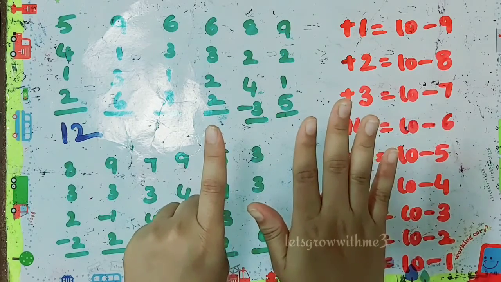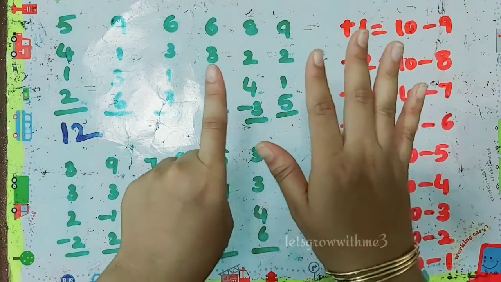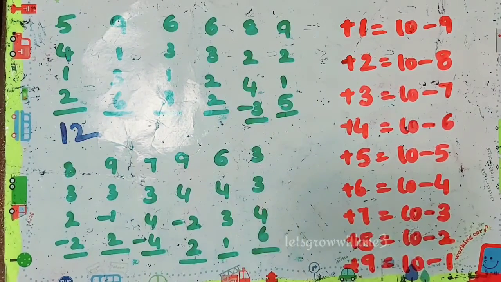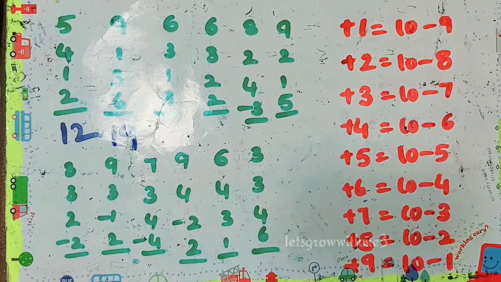Using the direct method we can add. We have fingers. So 6, 5 plus 1, 6. So altogether 1, 9, 19. So let's see the next question.